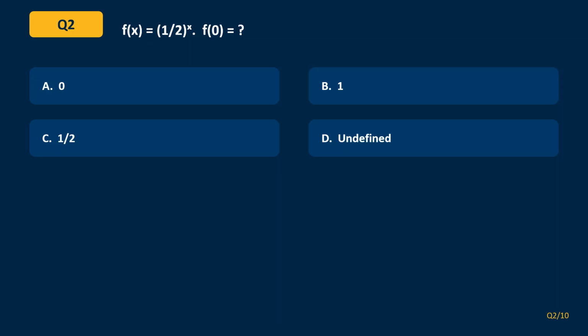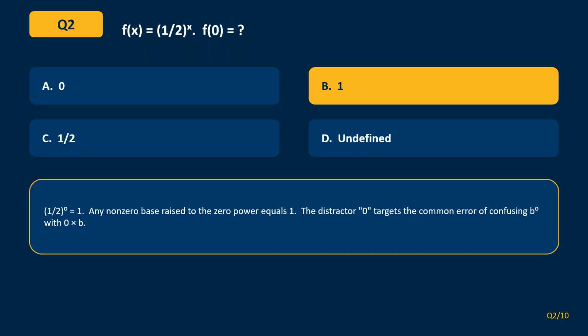Question 2. Given f(x) equals 1/2 to the x, evaluate f(0). The answer choices are A. 0, B. 1, C. 1/2, D. Undefined. Pause now to select your answer. The correct answer is B. f(0) equals 1/2 to the 0, which equals 1.